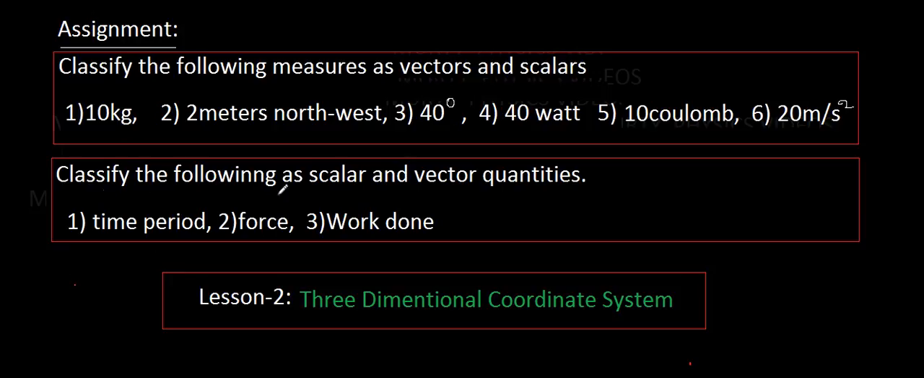Classify the following as scalar and vector quantities. Time period, force: force equal to mass into acceleration. Here mass is a scalar and acceleration is a vector. Work done, W equal to Fs, force into displacement. Force is a vector quantity and displacement is also a vector quantity. When two vectors are multiplied, we get a scalar quantity. Vector into vector equal to a scalar.